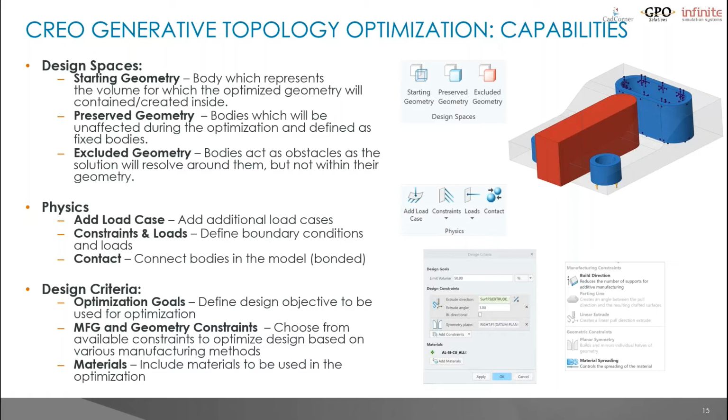Then you have geometric constraints as well. So maybe you want to make a symmetric part. You can select a symmetry plane to force this condition. And as a last option, you also can control how uniform the material should be spreading when it generates the geometry, essentially. The last bit is just materials. So you can experiment with materials as well. Perhaps you want to do optimization for aluminium, maybe one for steel, and you can then set up multiple design criteria.